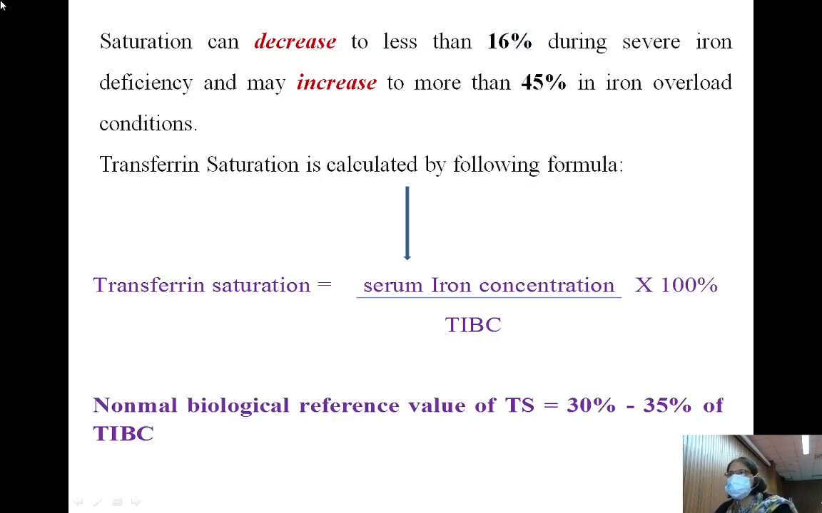Saturation can decrease to less than 16 during severe iron deficiency. Once iron deficiency is there, the transferrin saturation will be decreased. Its binding sites will be less frequently occupied. The saturation of its binding sites will be decreased, isn't it? Or if the iron concentration is more, then the chances of saturation of these binding sites will be more. More iron atoms are available to occupy the transferrin binding sites, isn't it? The bound form will also be more, isn't it?